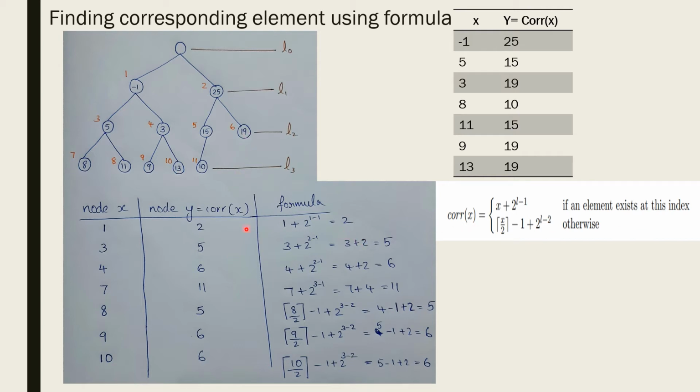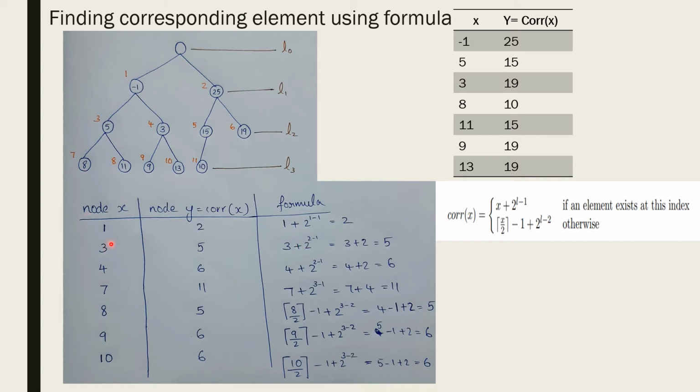So now let us see. For the first node, the formula is x plus 2 raised to L minus 1, where L is the level. So first node: 1 plus 2 raised to level, which is 1, minus 1. So that is 1 plus 1, which becomes 2. So the first node's corresponding element will be in node 2. So yes, we got it correct, right?